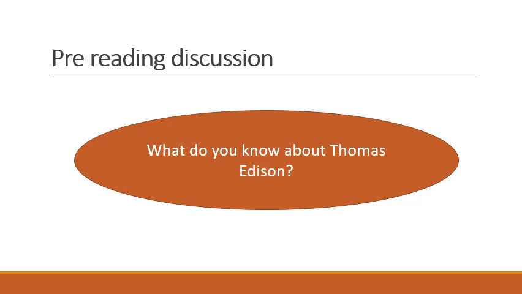I'm sure that everyone has much information about Thomas Edison. Thomas Edison is an American inventor. He is a person who developed the light bulb. He is a person who invented the motion camera. He is a person who invented the phonograph and some other devices and machines. So this is just a brief overview about Thomas Edison in order to respond to our pre-reading discussion question.